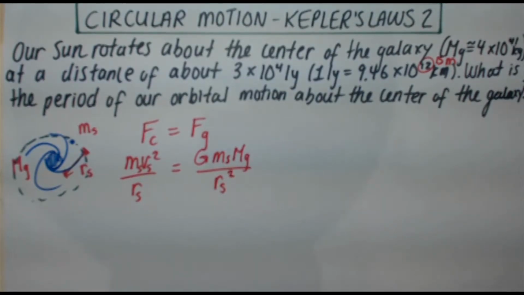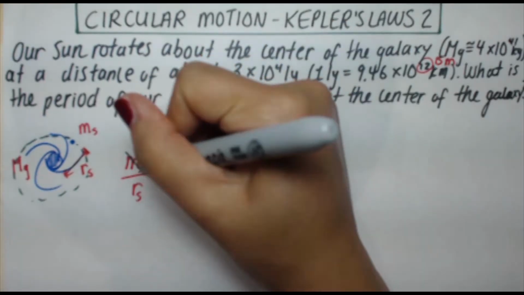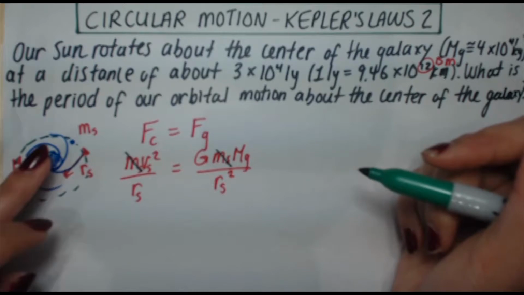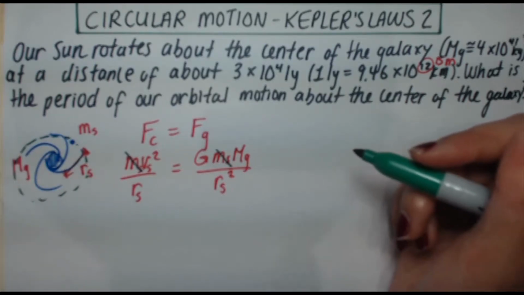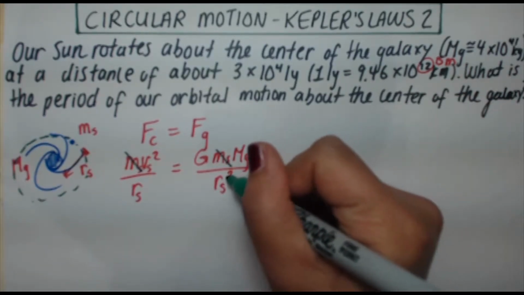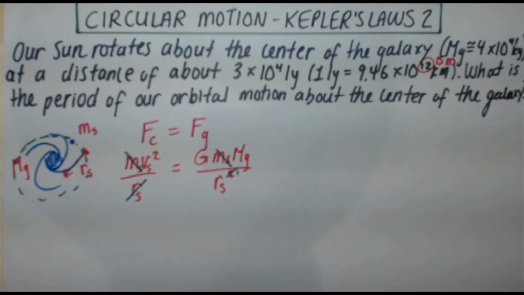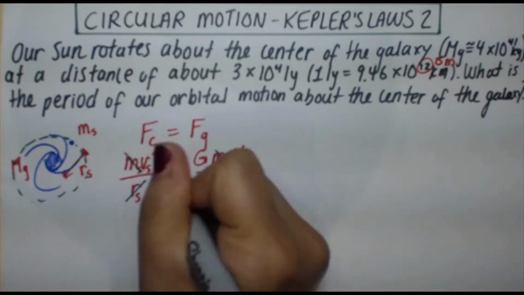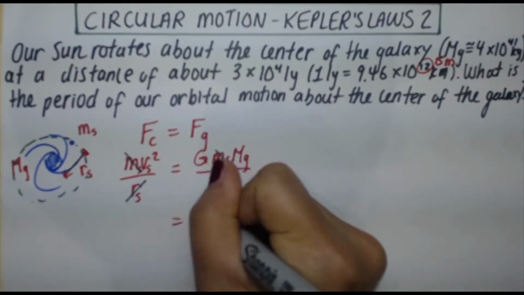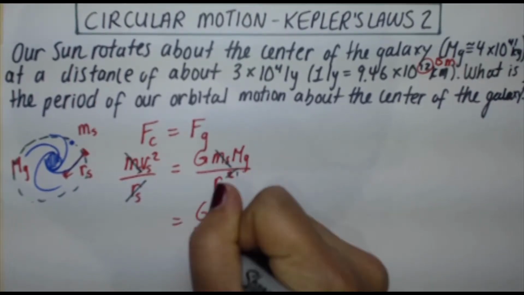Okay, so hopefully this looks familiar so far. Now we can actually simplify this quite a bit. First things first, the masses of the sun cancel out. In other words, the mass of the orbiting object is irrelevant in this case. One of the distances cancels out, leaving us with an exponent of 1 there. So we're left with V_S squared equals G M_G over R_S.